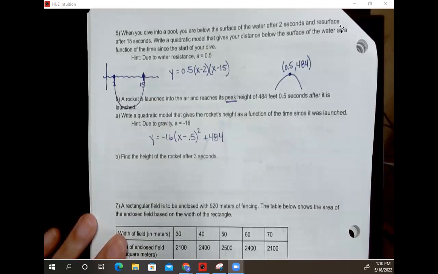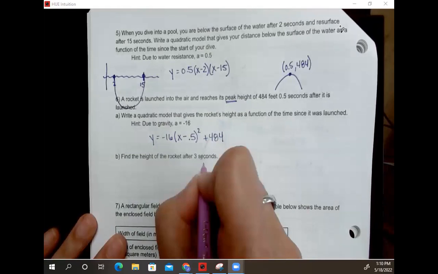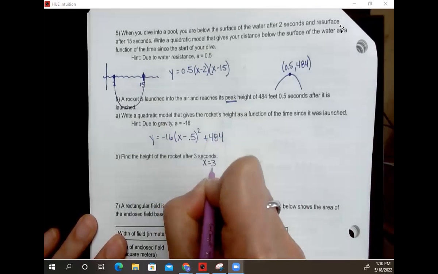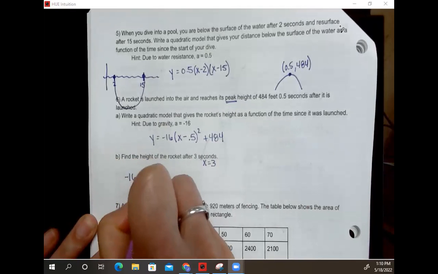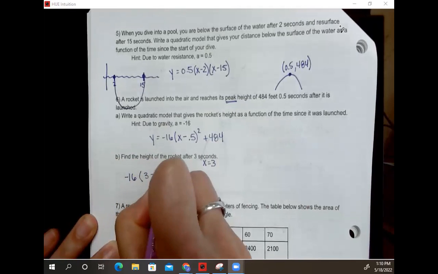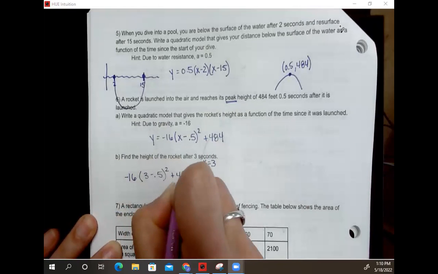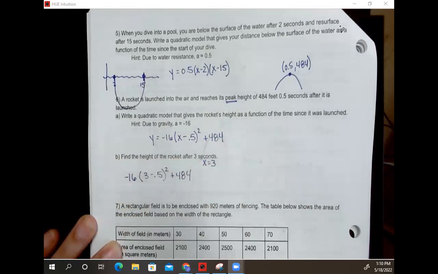B says find the height of the rocket after 3 seconds. So I'm going to plug in x equals 3 for my function. I would like you to go ahead and type this into your calculator now. Plug in 3 for x and tell me what you get.